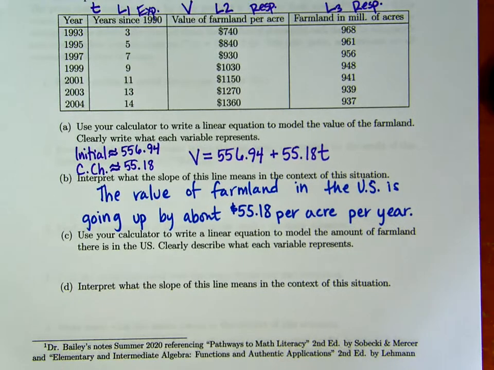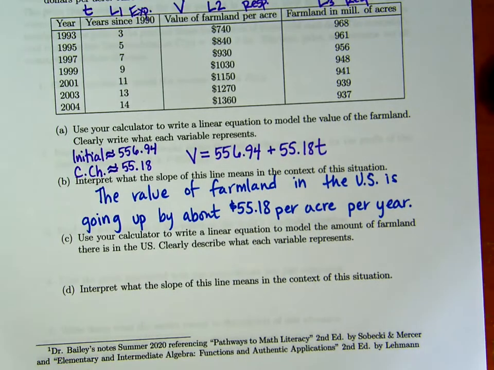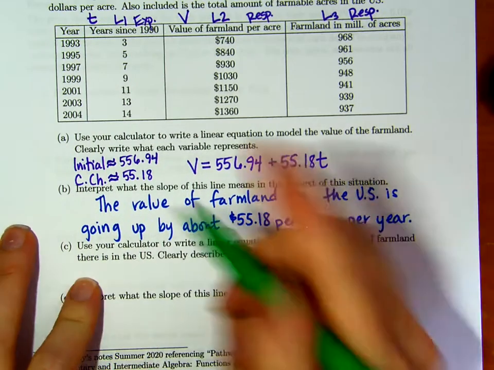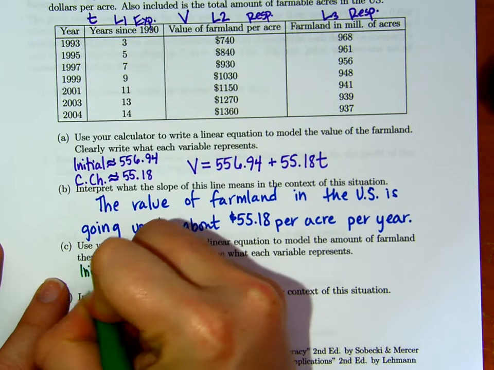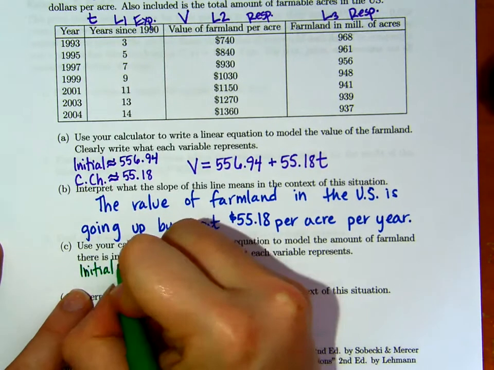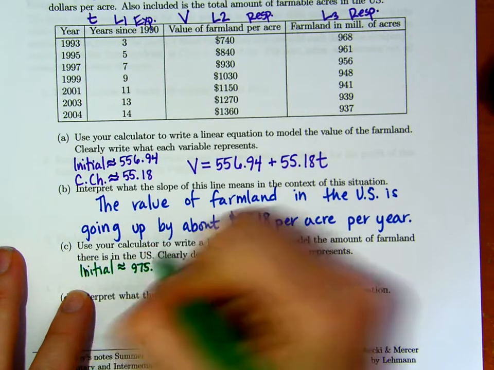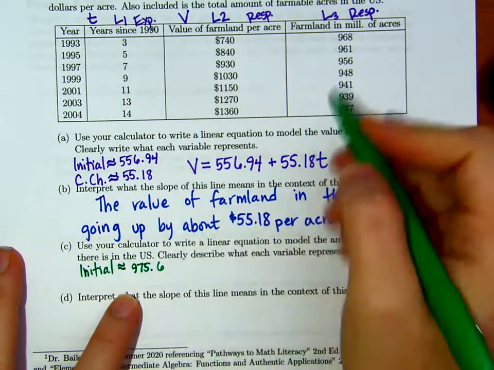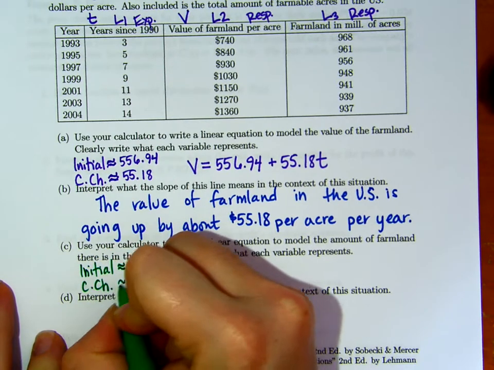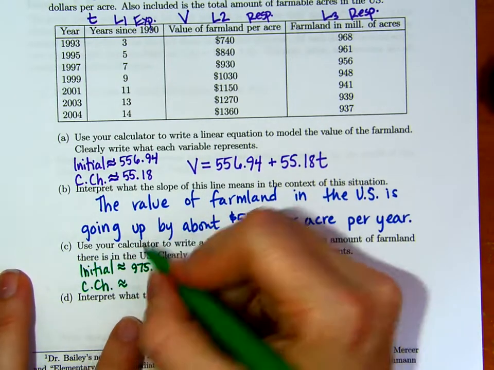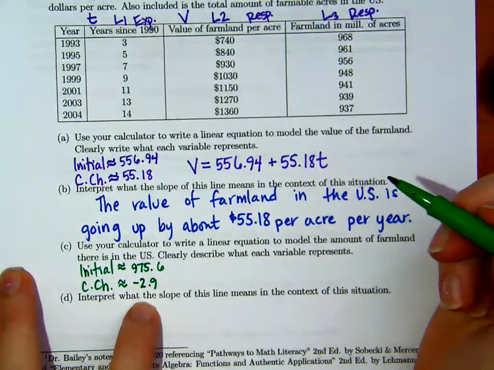Strongly correlated. Time and millions of acres of farmland in the United States. So here we go. What did I just mention? I have to look back. Initial is about 975.6 millions of acres, and the constant change, or the slope, is approximately negative 2.9 millions of acres.